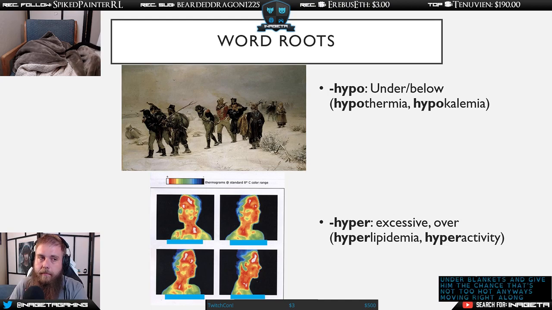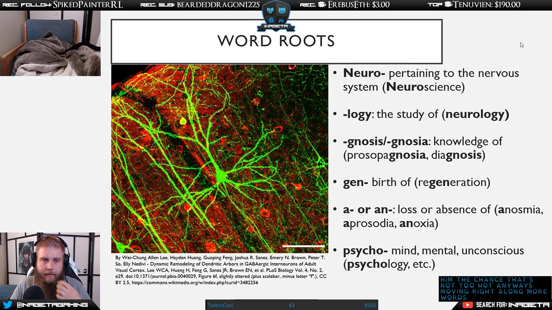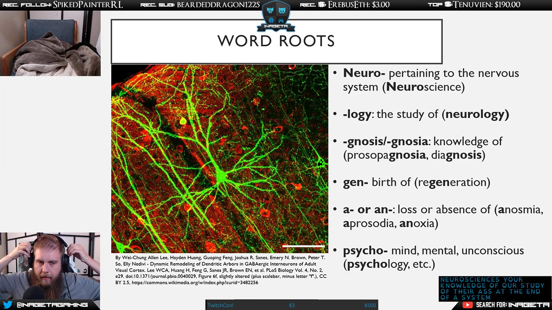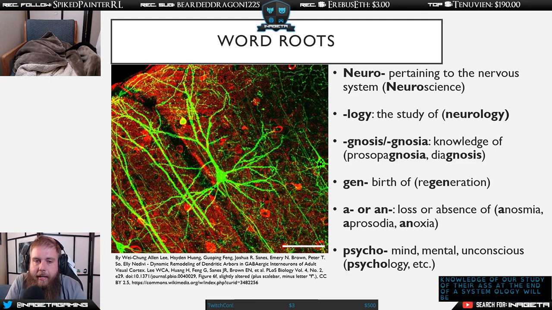Anyways, moving right along. More word roots. Okay. So, neuro, obviously, or I would think it's obvious, pertains to the nervous system. Like, neuroscience is knowledge of or study of the nervous system. Ology would be the study of, so neurology is the study of the nervous system. Gnosis usually refers to knowledge of. So prosopagnosia is actually a lack of knowledge about the face.